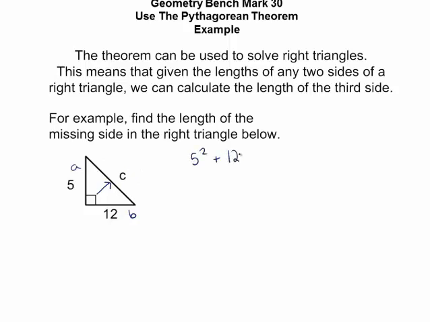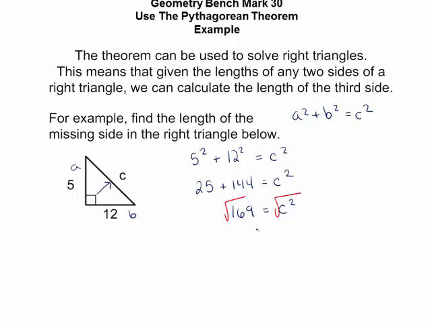5 squared and 12 squared. Here, let me write this. A squared plus b squared equals c squared. 25 plus 144 equals c squared. 169 is equal to c squared, and then you need to take the square root of each side, and the square root of 169 is 13. But if you didn't memorize it, this is how you do it.